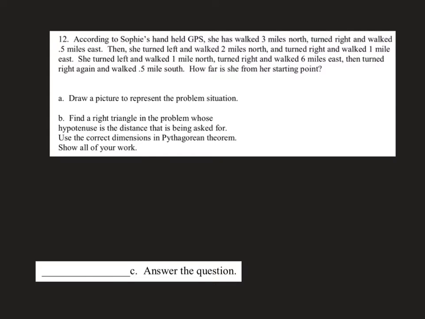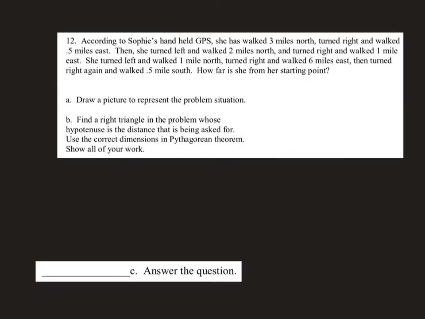So we have, according to Sophie's handheld GPS, she's walked 3 miles north. Okay, so 3 miles north. Now for the directionally challenged, north, we'll say is quote-unquote up, although up technically is off the earth, east, south, and west here. Okay, so she's going to go north 3 miles. So here's her starting point, 3 miles north.